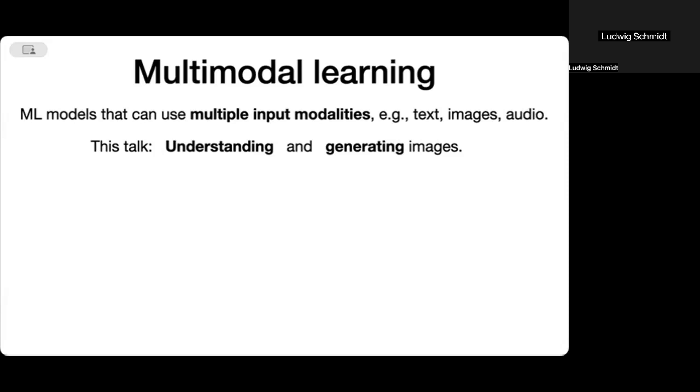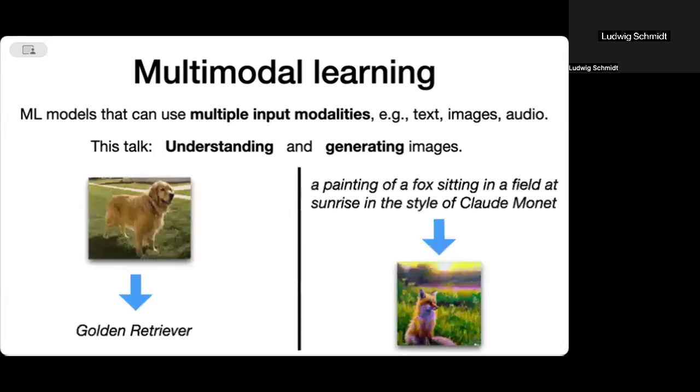And two very common examples of multimodal learning that are currently widely studied are understanding and generating images. To be a bit more precise here, what do I mean by understanding and generating images? Understanding images typically means you feed in the image into the model, and then the model produces some description of the image. For instance, a simple classical task is image classification. Image goes in, and then you produce the correct class label, like golden retriever here.